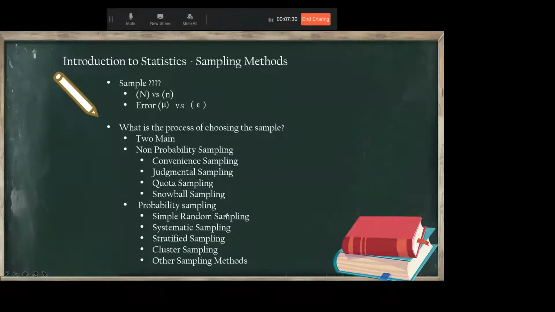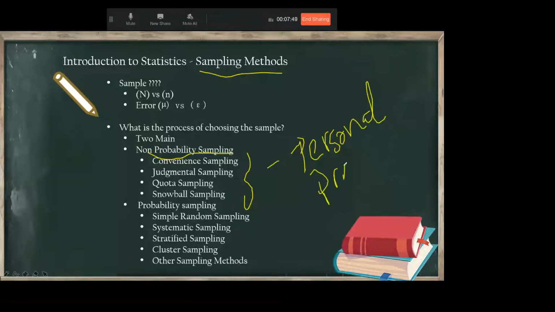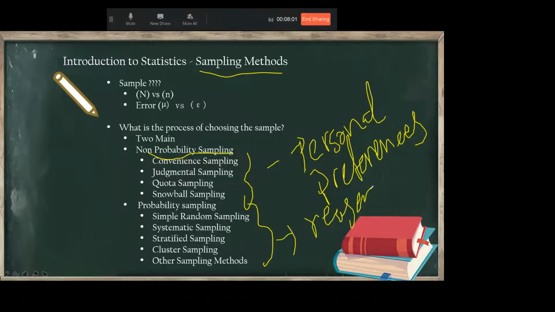Then we talked about different sampling methods. There are two important main methods: non-probability sampling, where we don't assign any number and there is no probability, and in all these methods personal preferences are included. In probability sampling, the researcher has no bias, and he assigns different probabilities before selecting the sample.